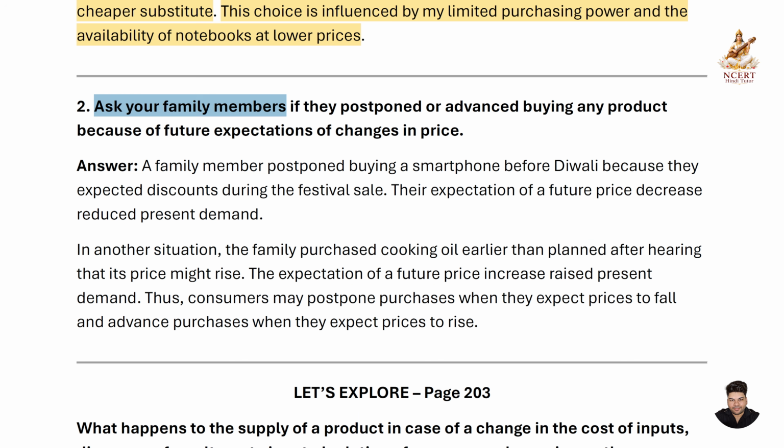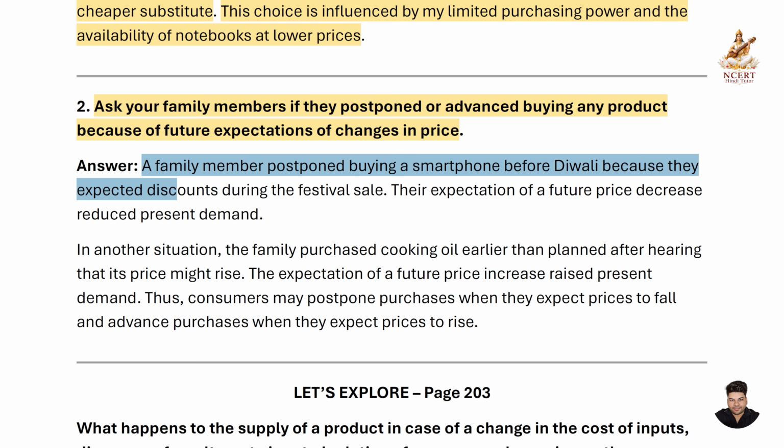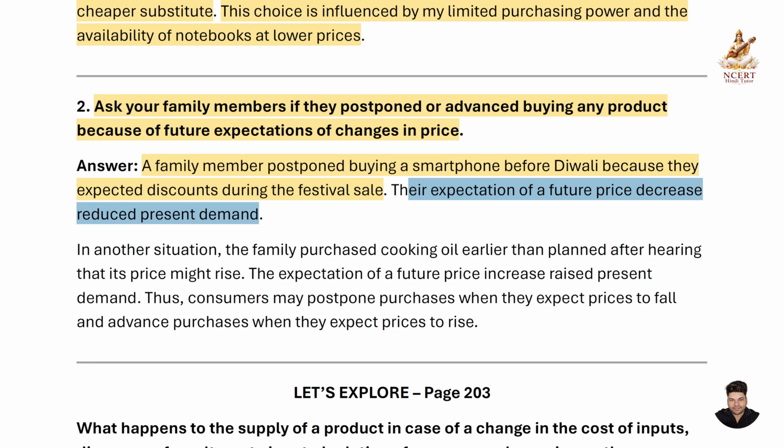Question 2. Ask your family members if they postponed or advanced buying any product because of future expectations of changes in price. Answer. A family member postponed buying a smartphone before Diwali because they expected discounts during the festival sale. Their expectation of a future price decrease reduced present demand.